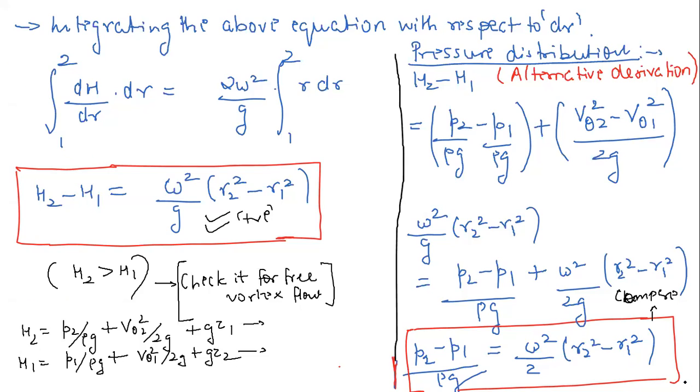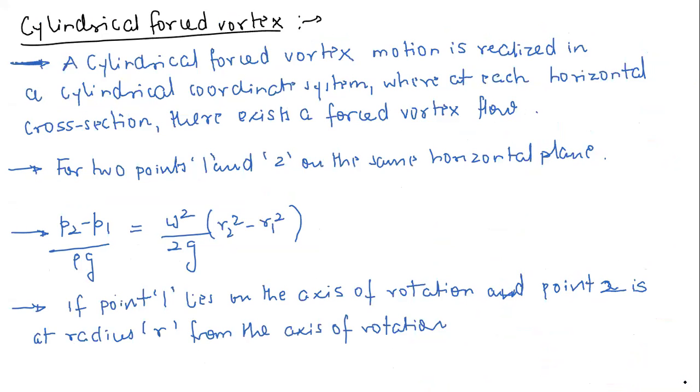Now let's move to cylindrical forced vortex. There is actually a spiral one also, a spiral free vortex and a spiral forced vortex. If you are interested, you can go to those ones, but I will limit myself to cylindrical ones only. Again, a cylindrical forced vortex motion is realized in a cylindrical coordinate system, where at each horizontal cross section there exists a free vortex flow.